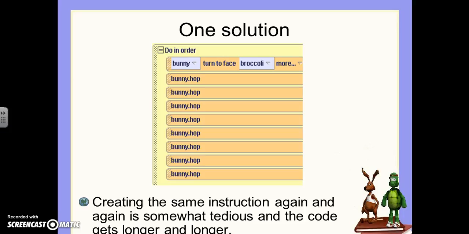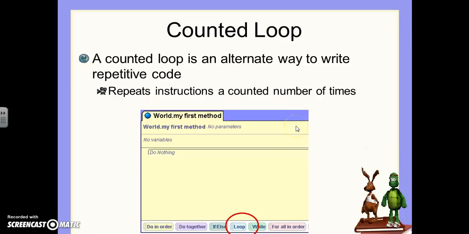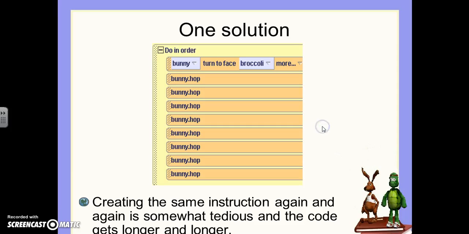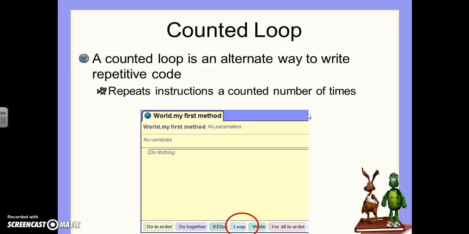What we can do instead is call upon the method once and then incorporate a loop and dictate to Alice how many times we want that code to be executed. What we can use is a counted loop. That's when we drag the loop control structure into our window, and then we can pull into it the method that we want to loop. A counted loop is an alternative way to write repetitive code. It's going to repeat the instructions a counted number of times that we set it to do.